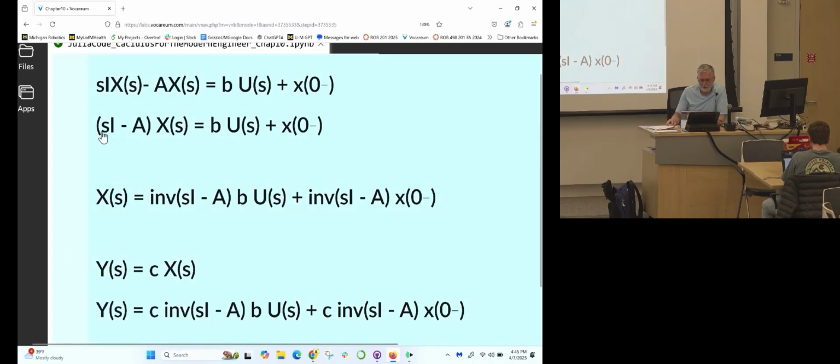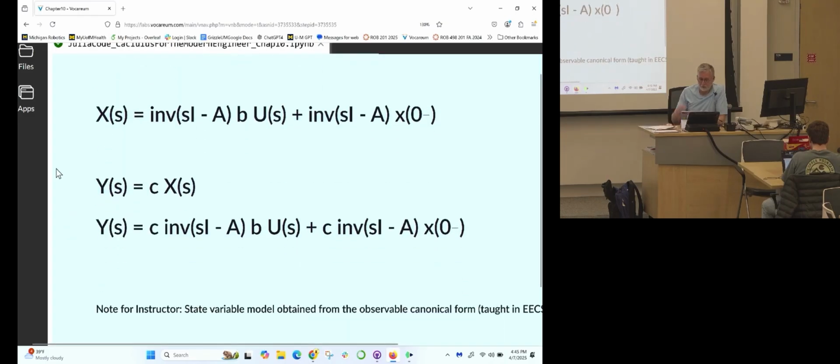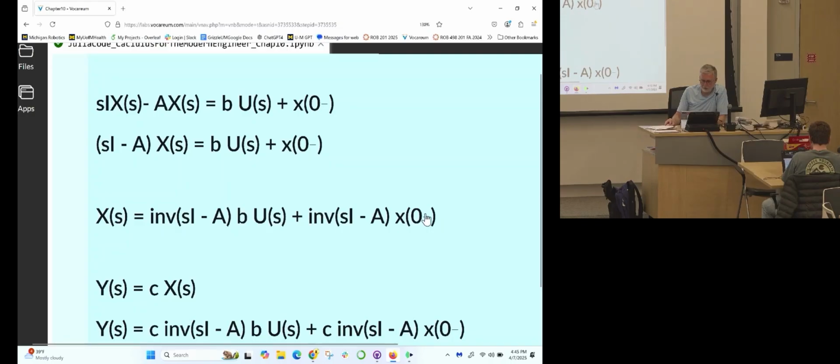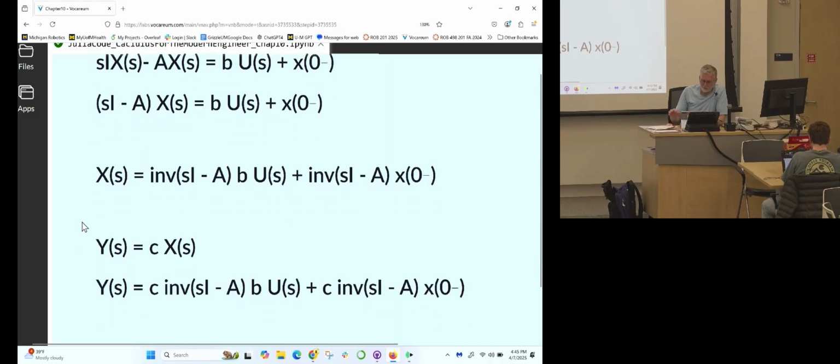But once you have this, sI minus A is just an n by n matrix. What we haven't proved is that it's invertible as a function of s, and it's because of this identity matrix here. It doesn't matter what A is, it cannot make it uninvertible. So it's always invertible, and we'll just write it as inverse of sI minus A times B U plus inverse of sI minus A times X0. So that's a mapping from the forcing terms U and the initial condition to the states.